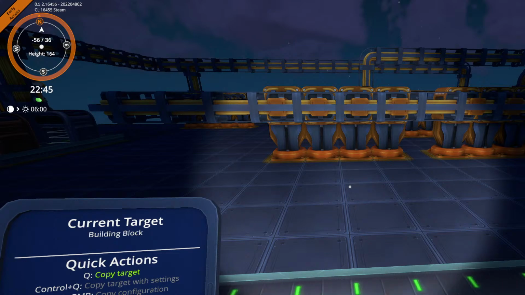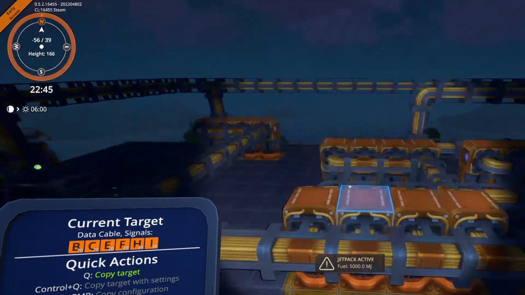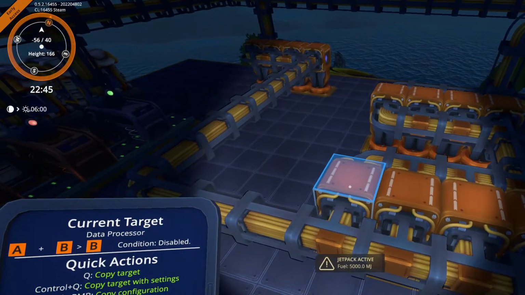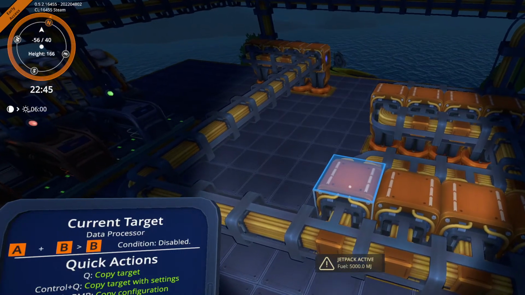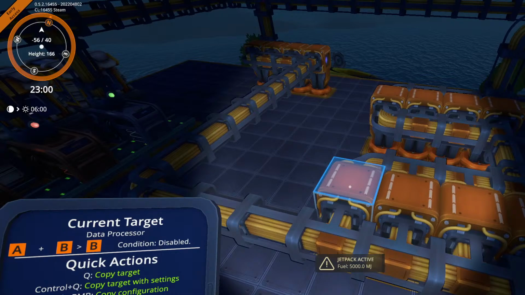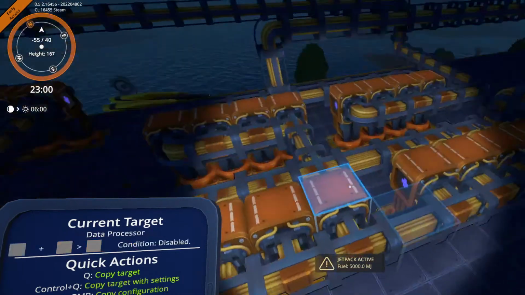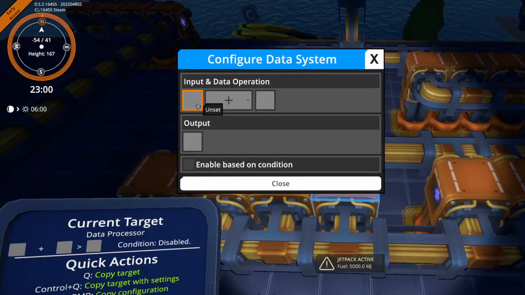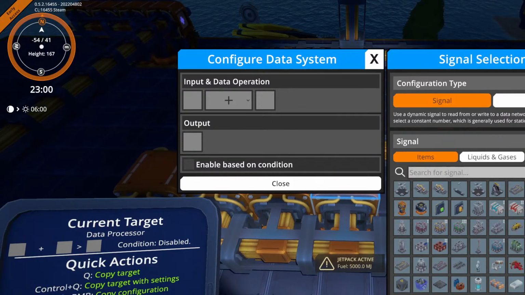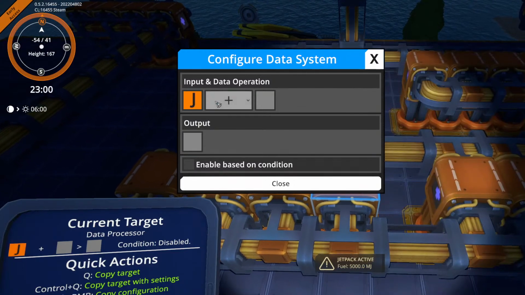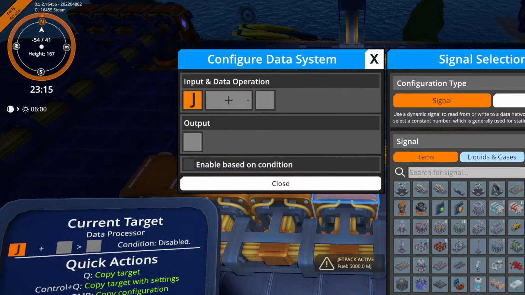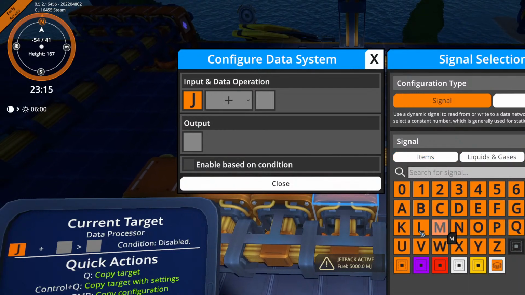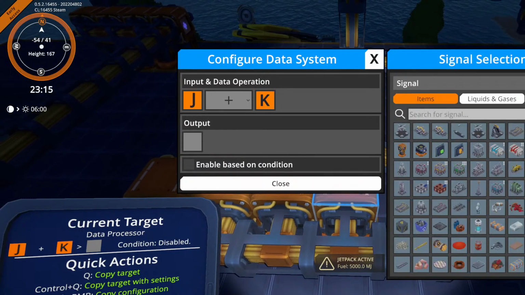Sorry about that. We are filling in the blanks. So here it's A plus B equals B, and our letters for the next one are J plus K equals K. J plus K accumulated into K.